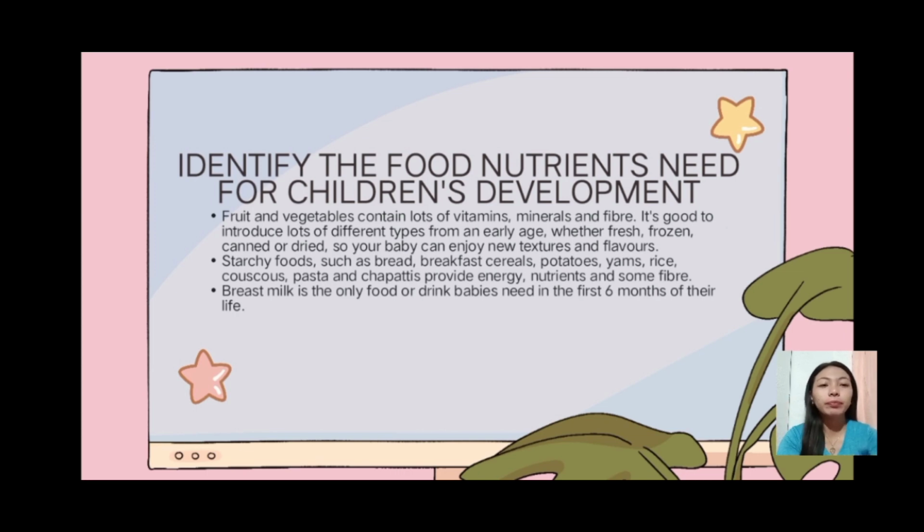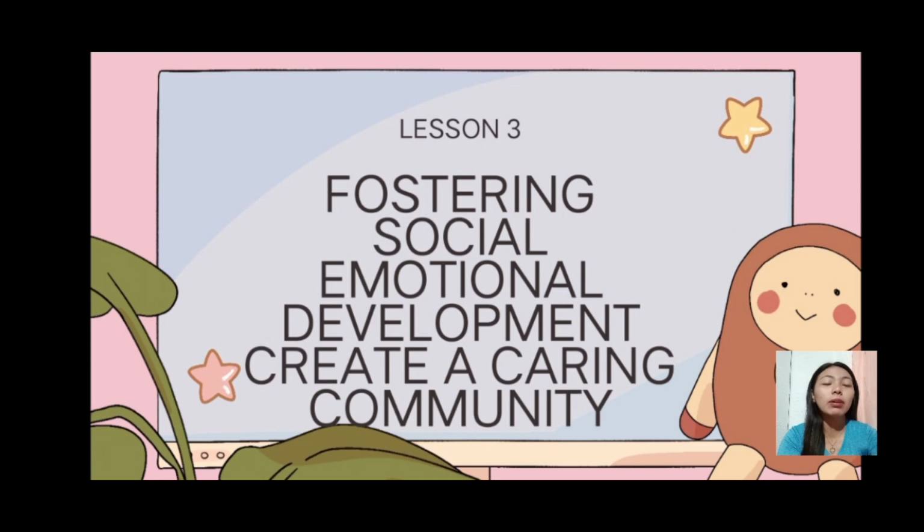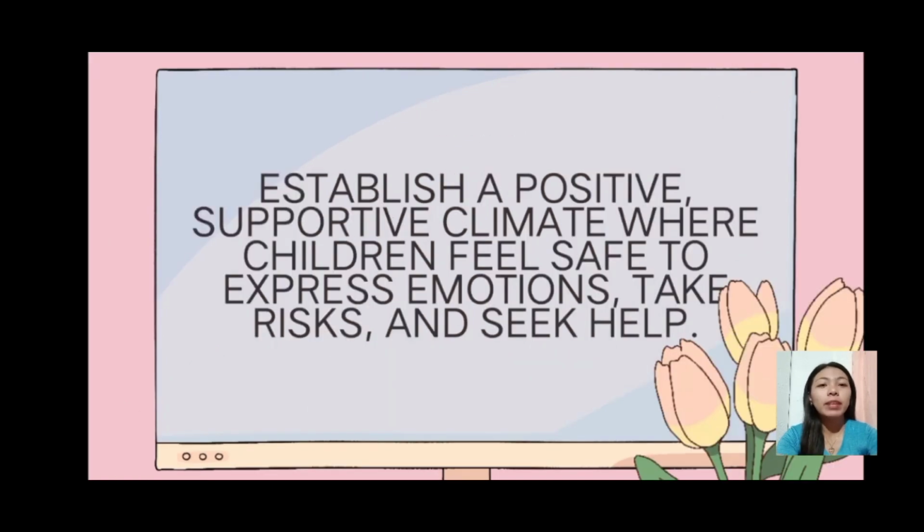So that's one. So that's the end of the lesson 2. And now we're done. We're going to tackle about the lesson 3, which is fostering social emotional development and creating a caring community. So first is establish a positive supportive climate where children feel safe to express emotions, take risks, and seek help. So children who feel emotionally supported, valued, and safe, like for example in their classrooms, are more likely to take academic tasks or risk and to deeply engage in learning tasks.